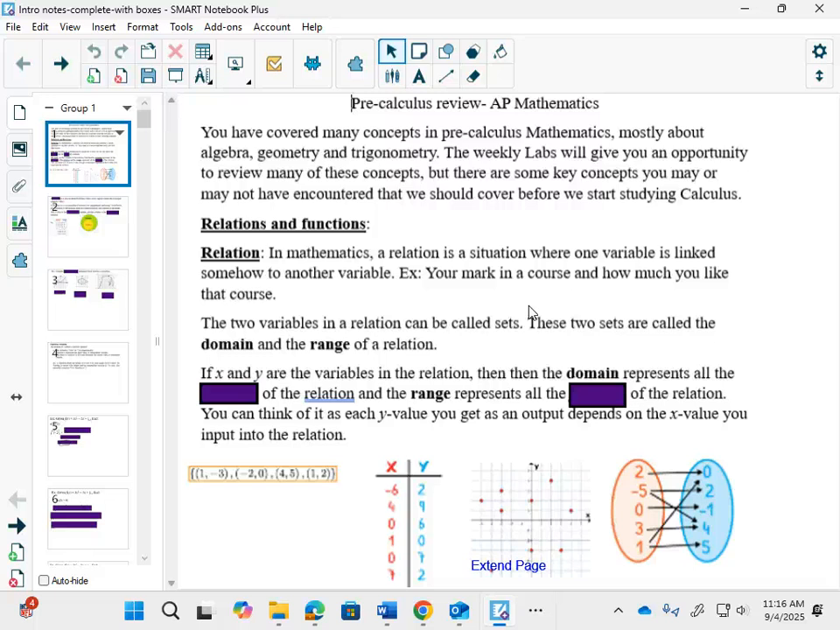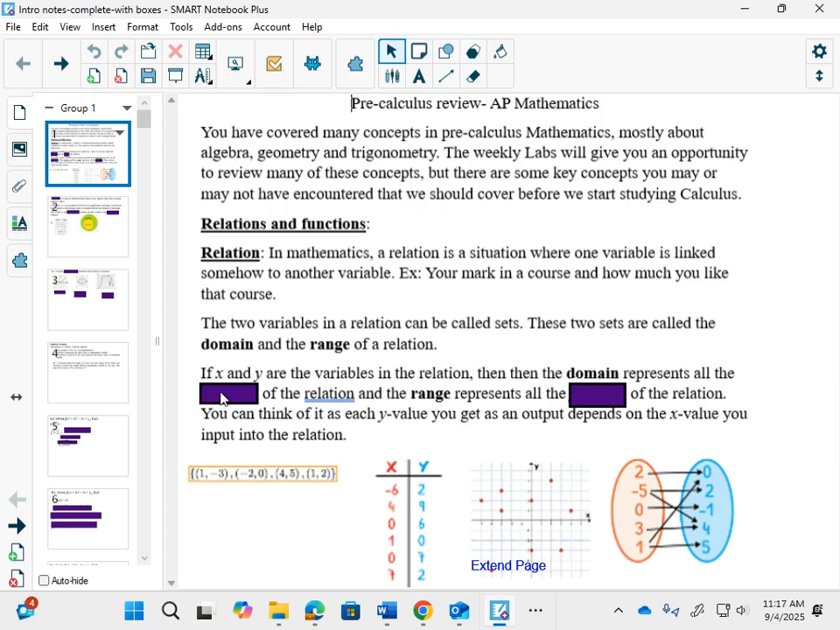So what is a relation? That's a situation where one thing is linked to another thing. We have functions and relations, and we deal with a lot of them in math, but you could also say, how's your mark in the course compared to how much you like a course? Do you usually get higher marks in courses that you like and lower marks in courses that you don't like? Is that probably a thing? And sometimes you might get a high mark in a course you don't like, or a low mark in a course you like. Could happen, but there's a relationship between them.